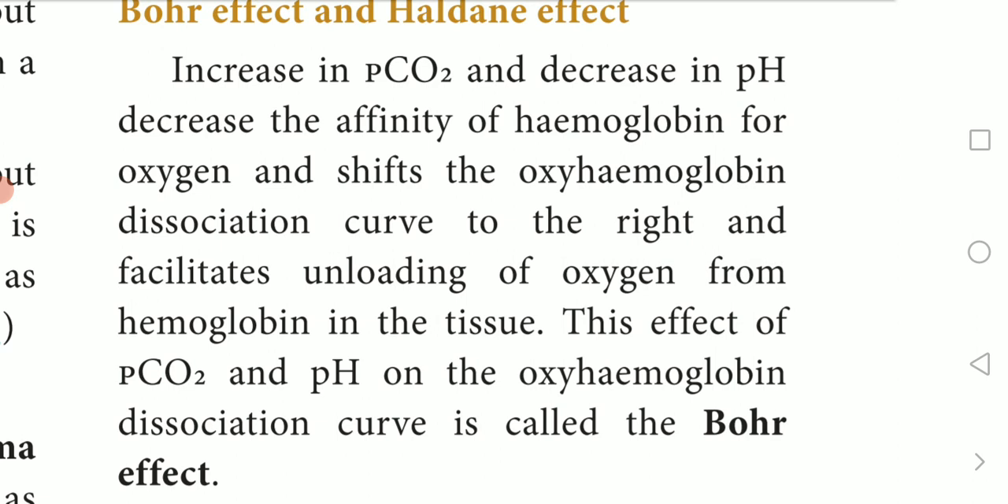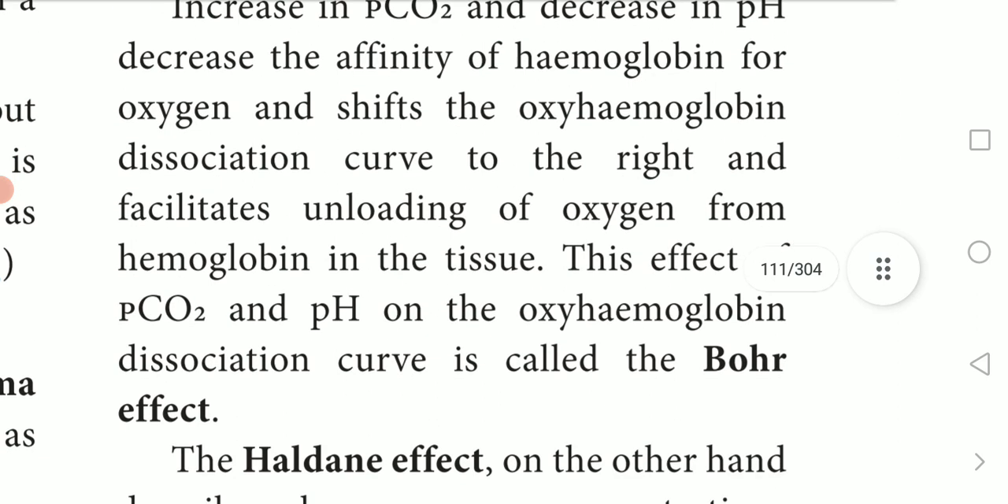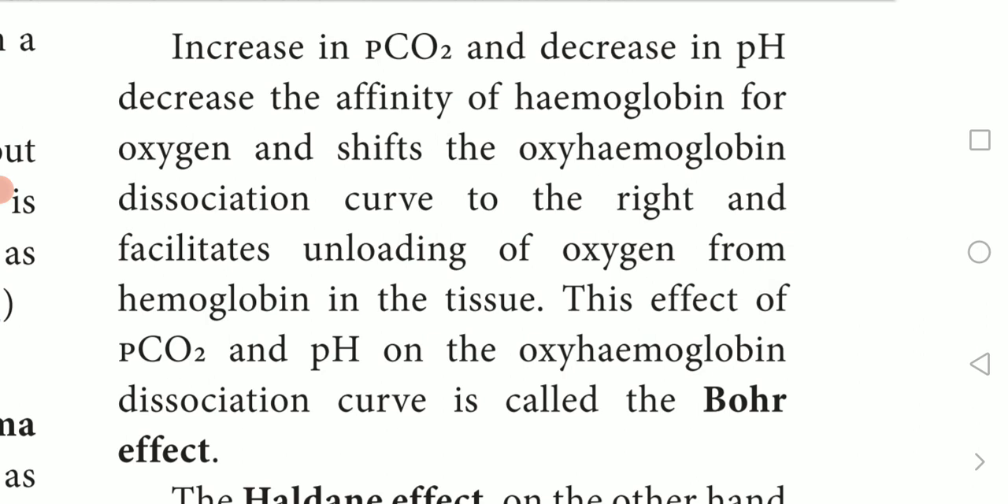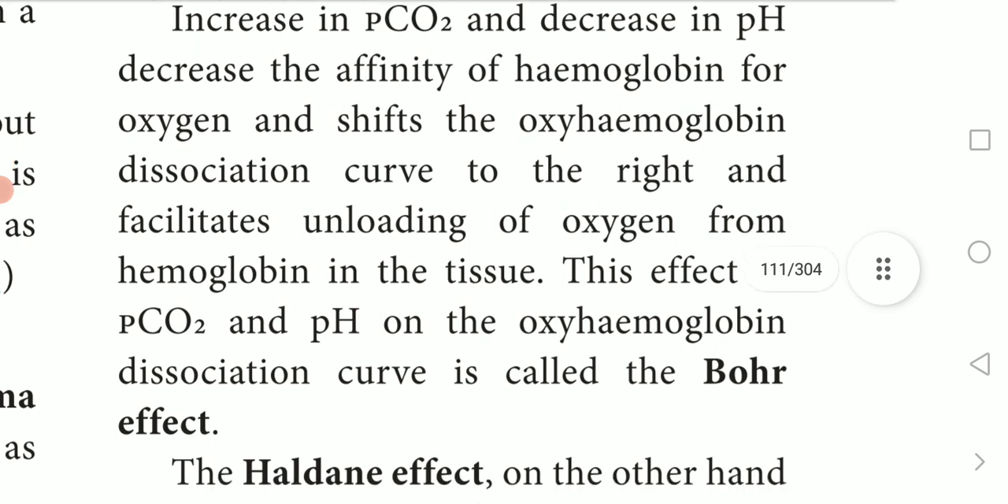The oxyhemoglobin dissociation curve shifts to the right side, and thus facilitates unloading of oxygen from hemoglobin in the tissue. What is oxyhemoglobin? When hemoglobin is fully loaded with oxygen, that is called oxyhemoglobin.